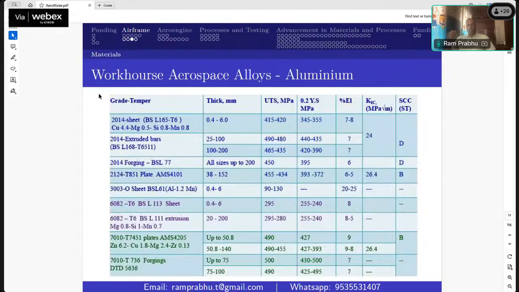People who are researching must understand, in the aerospace sector or in the aluminum alloy sector, these are the prominent alloys used in aircraft, civil or military. Aluminum copper alloy, that is 2014.